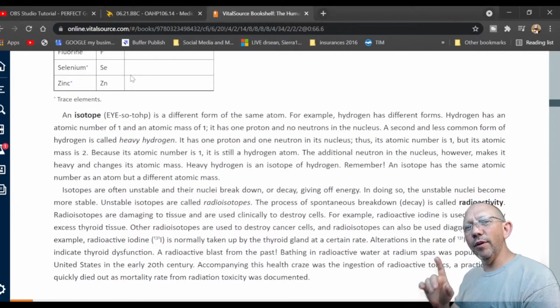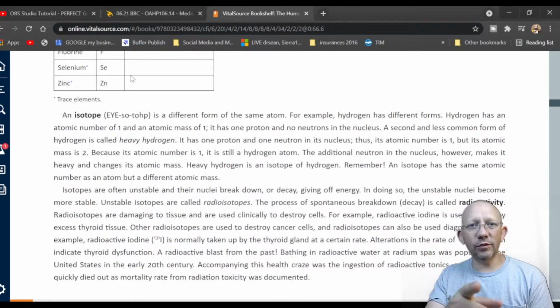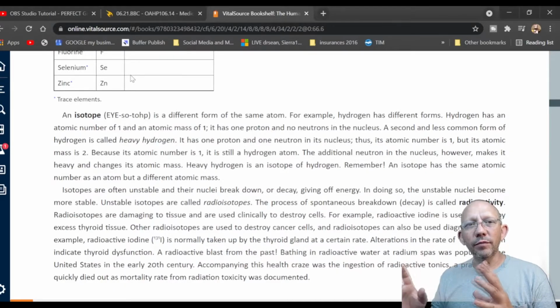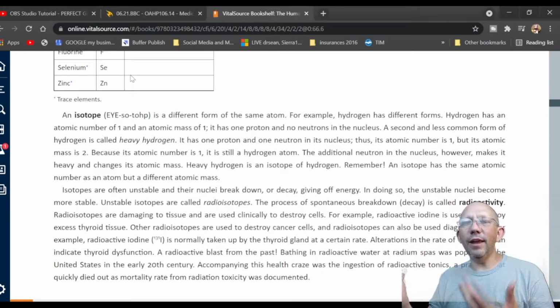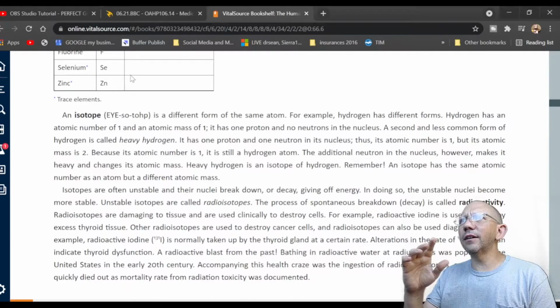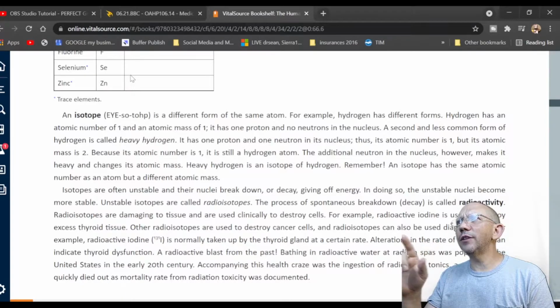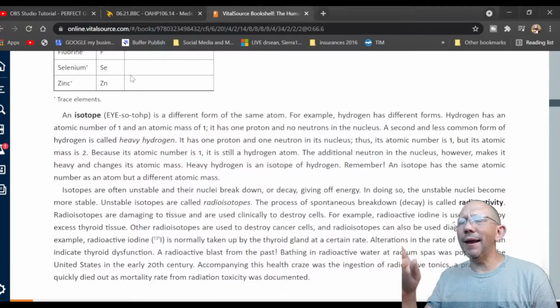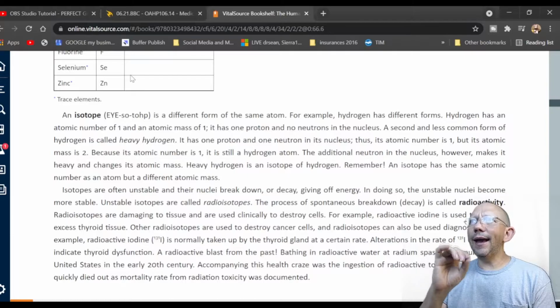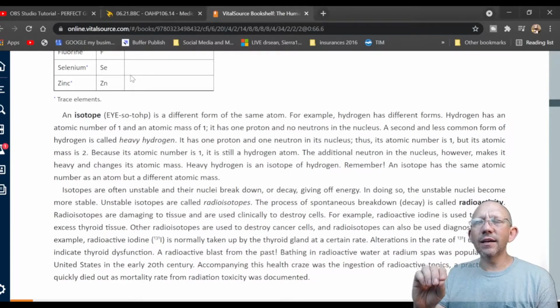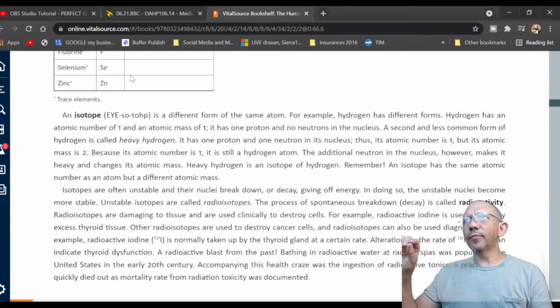Okay, let's go down for the next one. Here we go. Very important concept here: isotope. A different form of the same atom. Any atom can have an isotope. Hydrogen has different forms. Atomic number of 1, you can have heavy hydrogen, you can have heavy oxygen, you can have heavy water actually. It takes a heavy isotope of oxygen. Remember, an isotope has the same atomic number as the atom but a different atomic mass. So any atom that has a different mass than the atomic number.